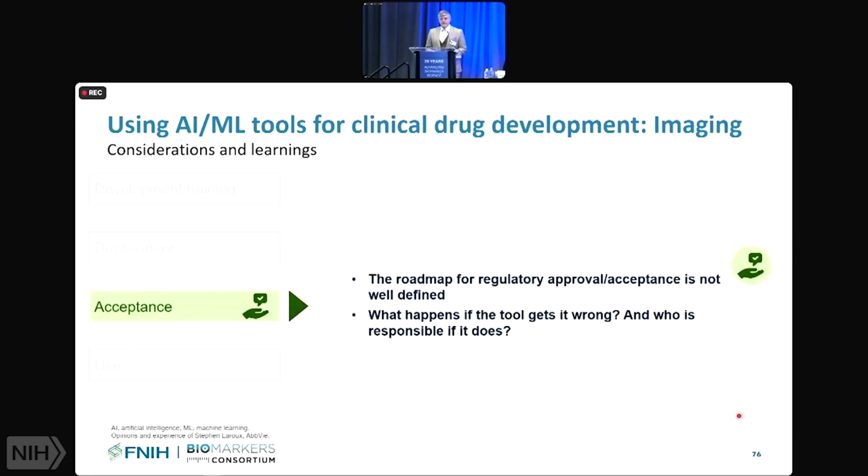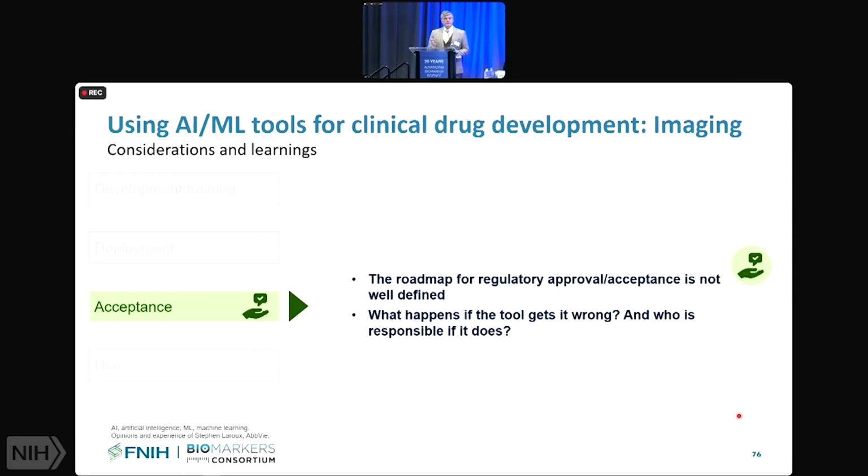With regard to acceptance, all of those uncertainties I just spoke about lead to a problem with acceptance. The roadmap for regulatory approval is not as well defined as we would like it to be. Part of that, at least from our perspective, is that it depends on what you want the tool to do. If you want the tool to just speed up your reading, that's not such a hard lift for regulatory acceptance.